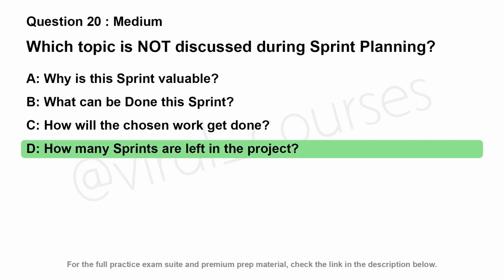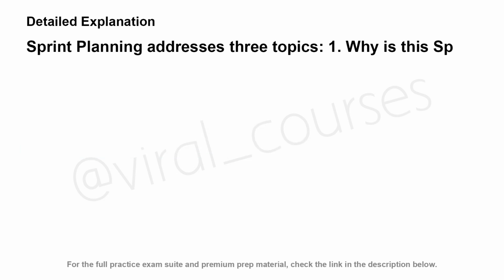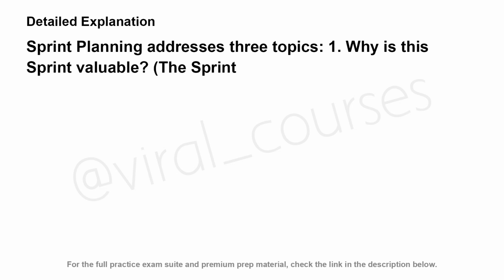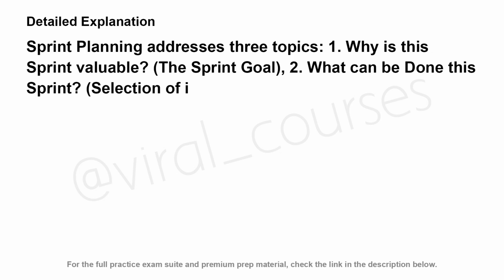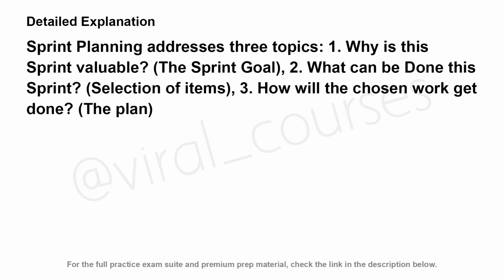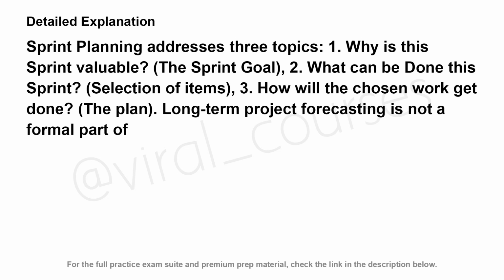The correct answer is D. Sprint planning addresses 3 topics. 1. Why is this sprint valuable? The sprint goal. 2. What can be done this sprint? Selection of items. 3. How will the chosen work get done? The plan. Long-term project forecasting is not a formal part of the sprint planning event.